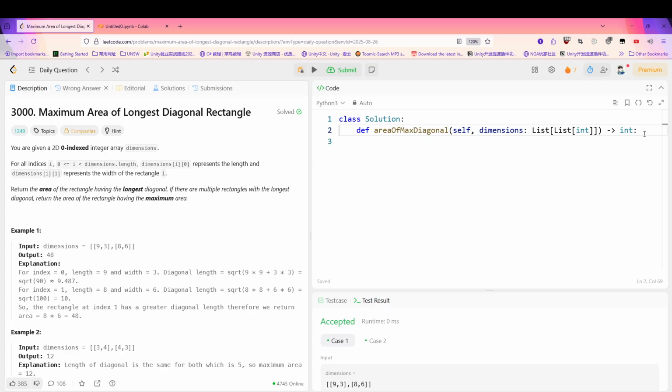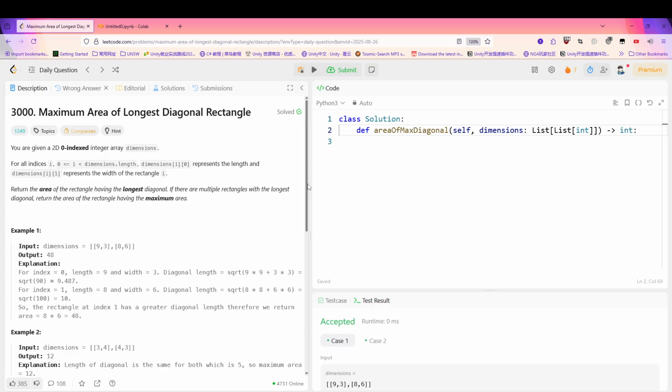And today we're going to solve this daily question: Maximum Area of Rectangle with Longest Diagonal. So let's look through the text of the question first. You are given a 2D zero-indexed integer array dimensions. For all indices i, 0 is less than or equal to i and less than dimensions.length, and dimensions[i][0] represents the length, dimensions[i][1] represents the width of the rectangle i. We're going to return the area of the rectangle having the longest diagonal. If there are multiple rectangles with the longest diagonal, return the area of the rectangle having the maximum area.